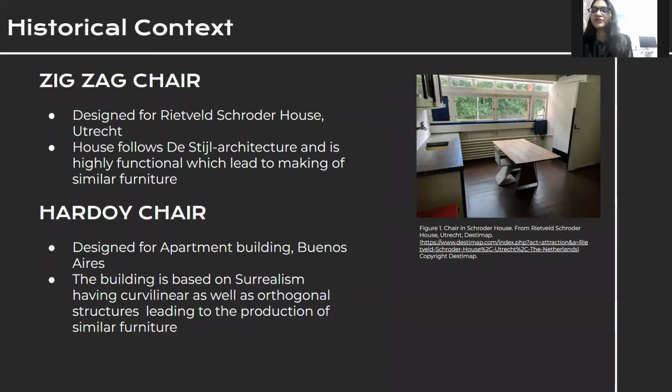In 1924, the Schroder House in Utrecht, Netherlands was designed by Gerrit Rietveld, following the principles of the De Stijl movement, which mainly focused on vertical and horizontal lines. So the Zigzag chair was made following the same principles to blend it with the house, whereas the Hardoy chair was designed for an apartment building in Buenos Aires, featuring a curvilinear and orthogonal structure exhibiting surrealism. Hence, the Hardoy chair was made following the same footprints.